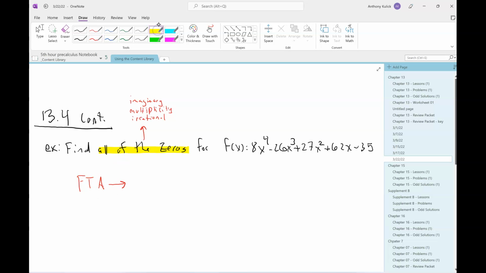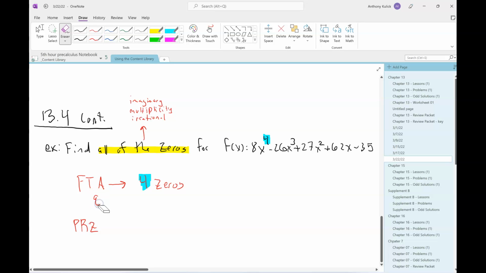So using the fundamental theorem of algebra, I can determine right away how many zeros I should be looking for. How many are there in this case? 4. The degree of the polynomial tells you I have exactly 4 zeros. That means when I say exactly 4 zeros, we're counting imaginary things, we're counting multiplicities, we're counting it all. But if you count it all, you get exactly 4. Everybody's cool?